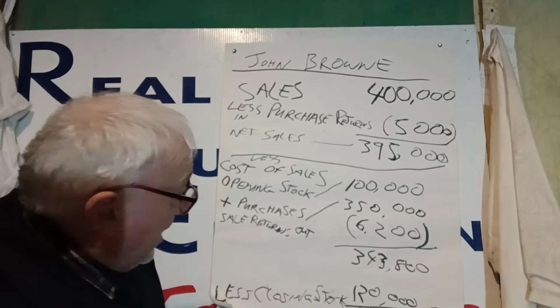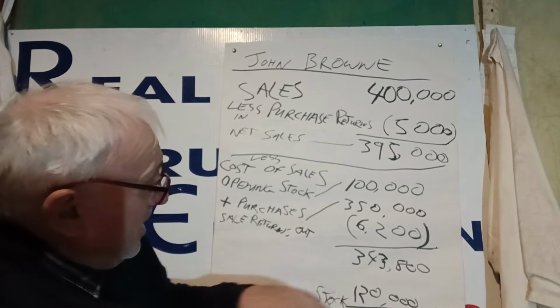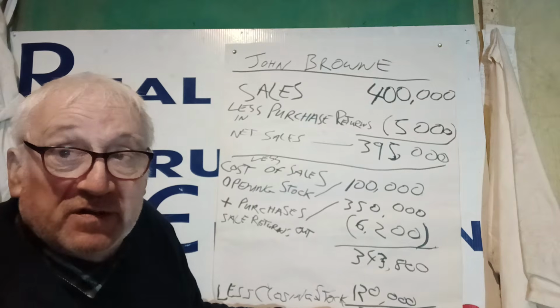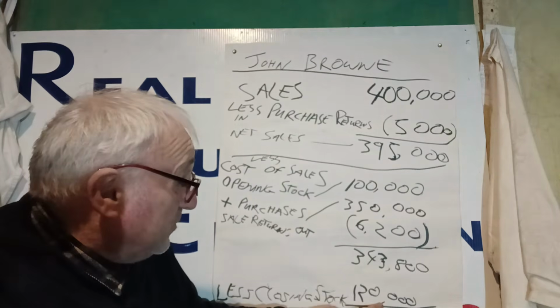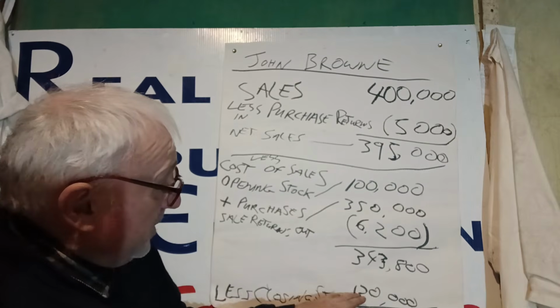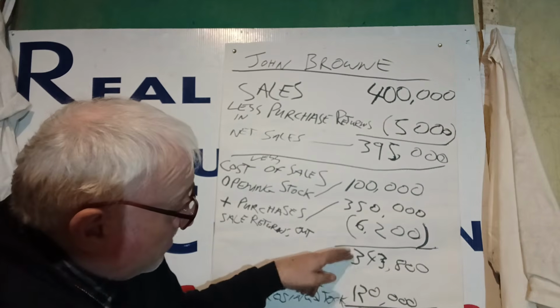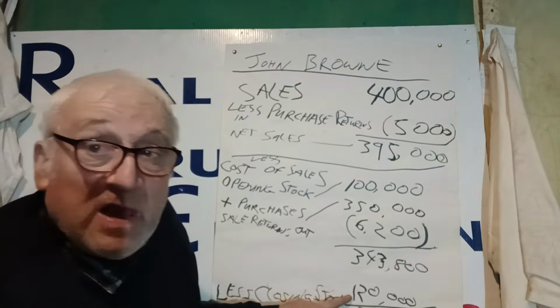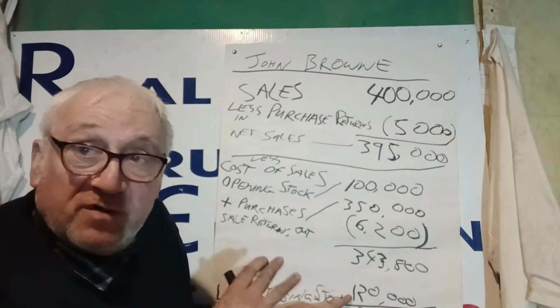343,800. Okay. Now, but this also has another thing. You have 120,000 in the store. You have 120,000 on the land or in the store or whatever, right? And that is taken from the total cost of sales, because you still have that. You're not out that, it's not a cost.